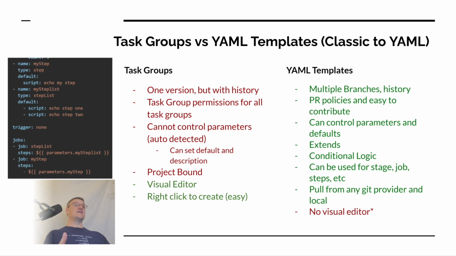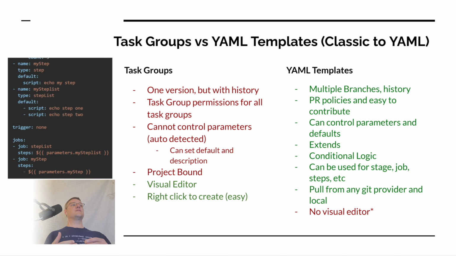On the positives, it has a great visual editor and they're really easy to create. The YAML templates, we had multiple branches in history. I could have a project branch of future work for the shared templates, and we use that. We have PR policies, again, the same scrutiny on code that we use for our build pipelines that we apply to our code for running microservices. A lot more control on the parameters. We can do really fun things like extending functionality and use conditional logic.